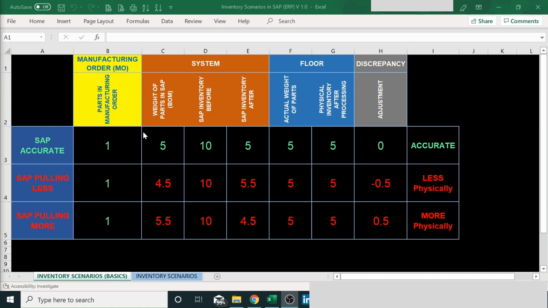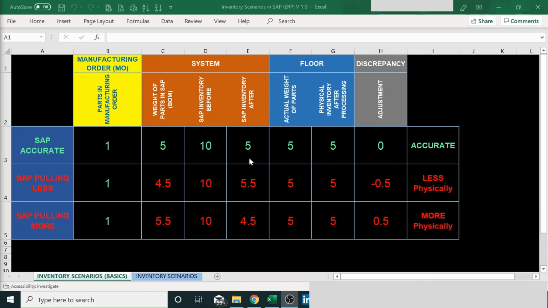Basically, we are going to see the effects of the accuracy in raw material units of measure, whatever, pounds or linear feet or whatever. In our bill of materials, the accuracy of our bill of materials is going to affect our inventory.